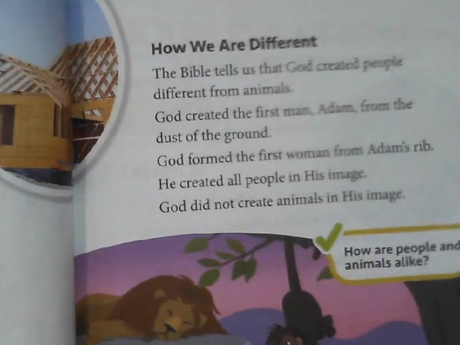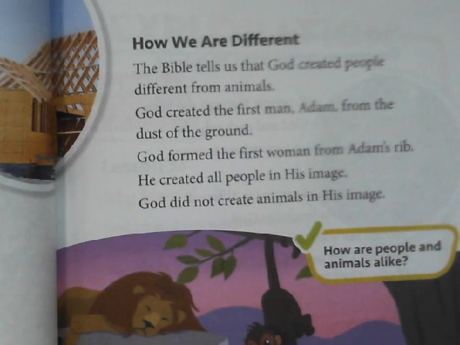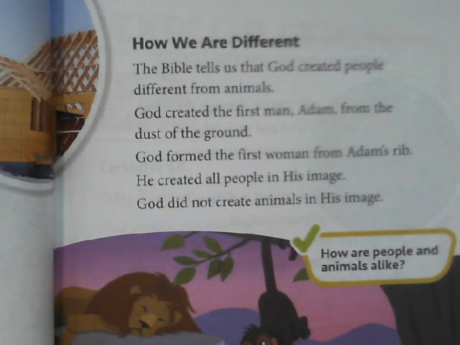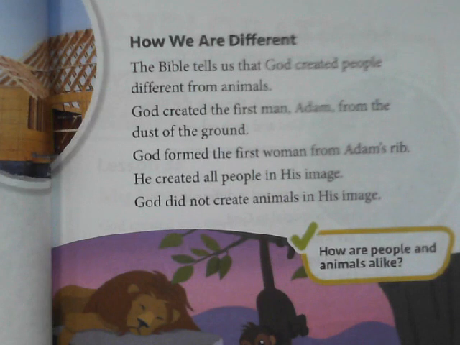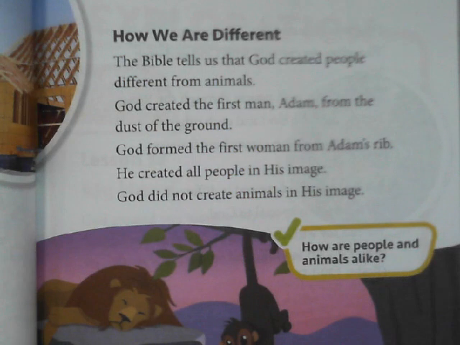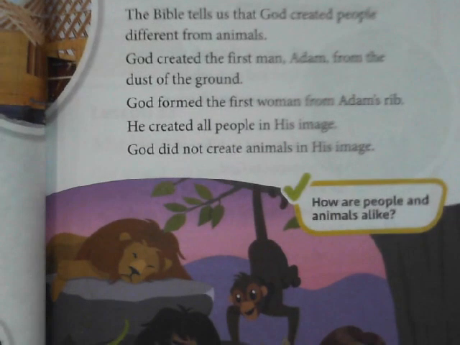So we're also different. How are we different? Well, the Bible tells us that God created people different from animals. God created the first man, Adam, from the dust of the ground. God formed the first woman from Adam's rib. He created all people in his image. God did not create animals in his image.